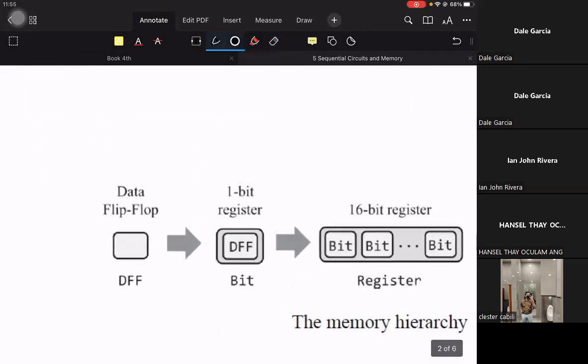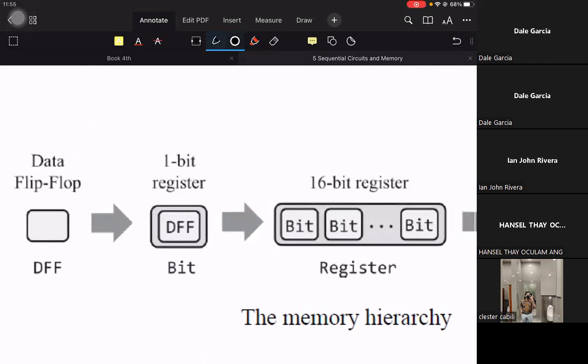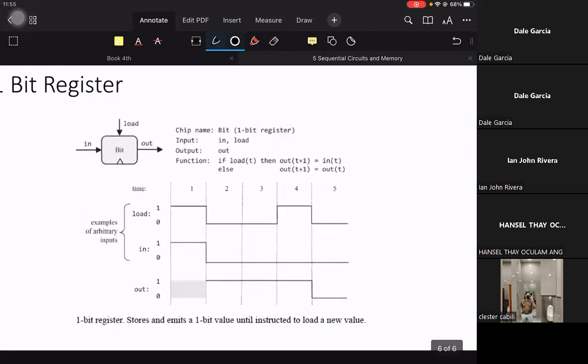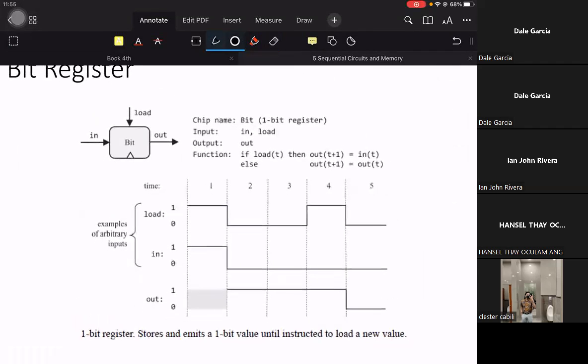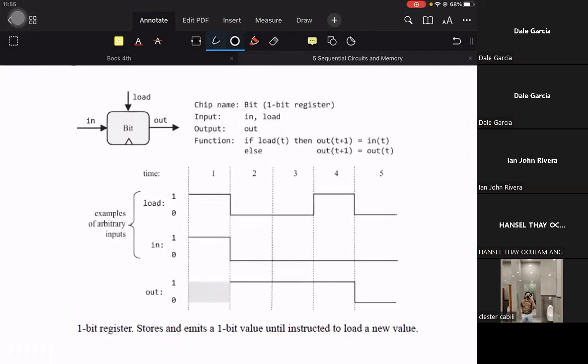Next, after the D flip-flop, is the 1-bit register. So what is the component of the 1-bit register? It's just the D flip-flop. The 1-bit register's functionality, or specification, is right here. So for input, it now has two possible input pins, the in pin and the load pin, and an output pin that you call out.